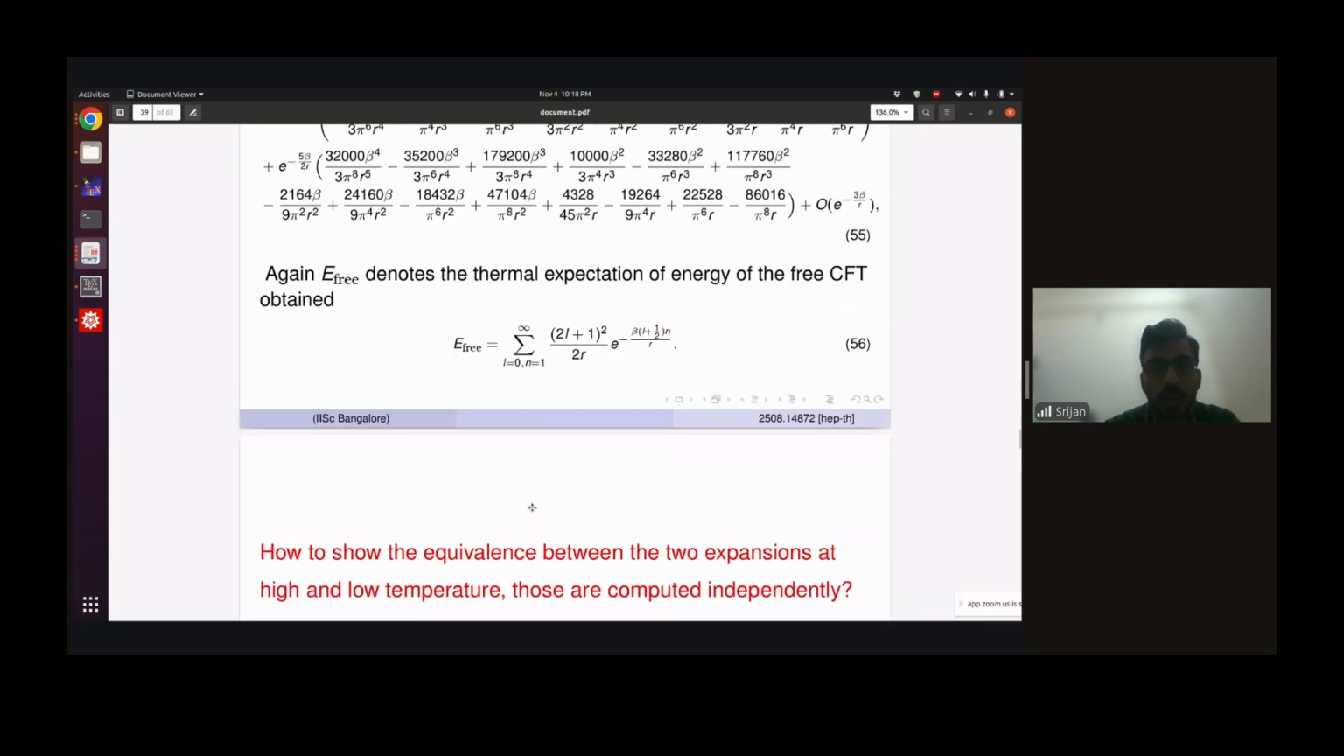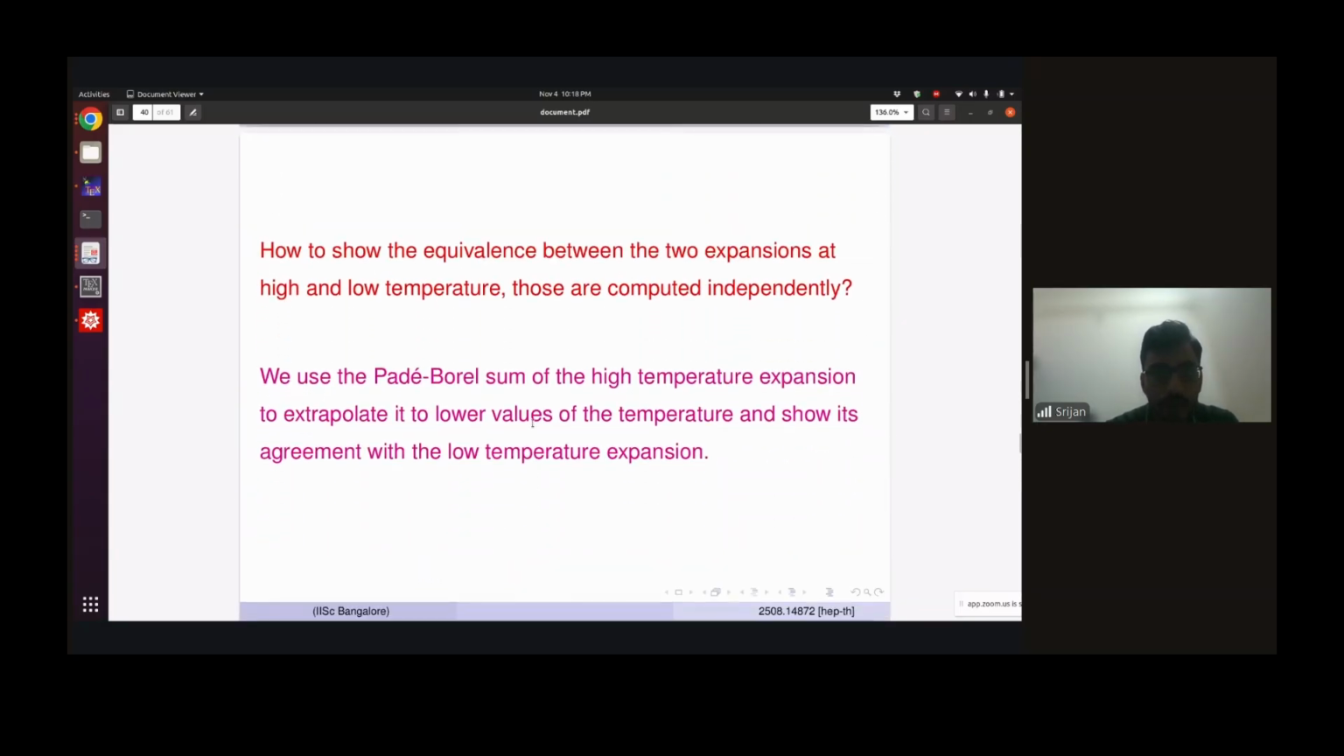Okay. So then, how to show the equivalence between these two expansions? One is at high temperature and the other is at low temperature. So the method is going to be Padé-Borel sum of the high temperature expansion, and we'll use this to extrapolate to lower values of the temperature and show its agreement with the low temperature expansion.